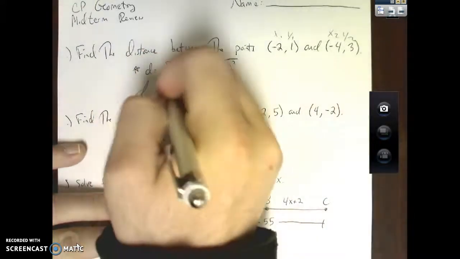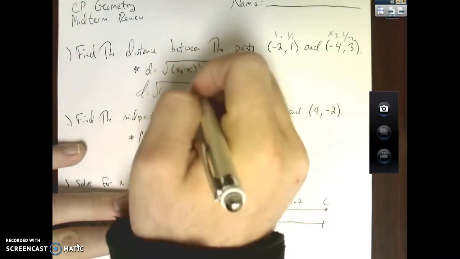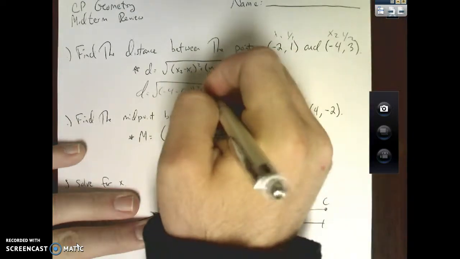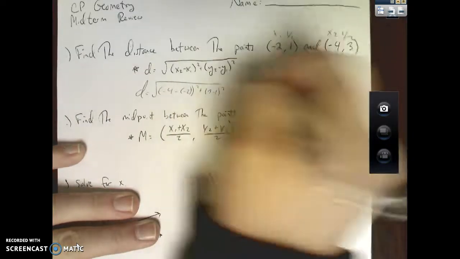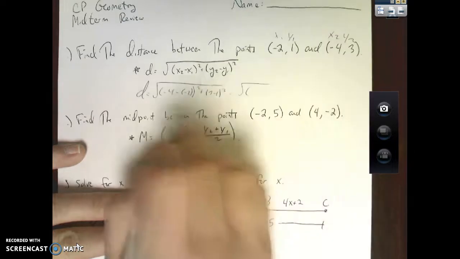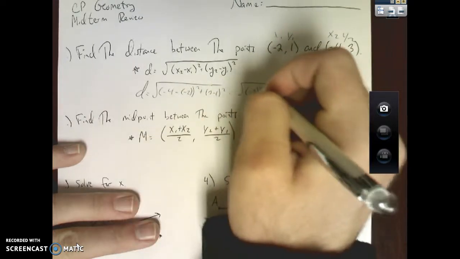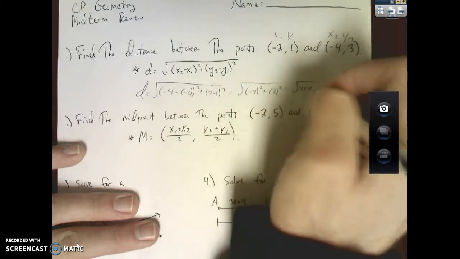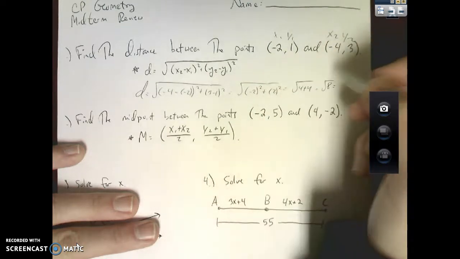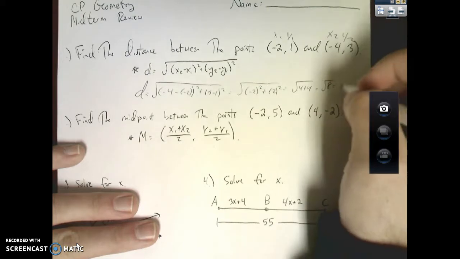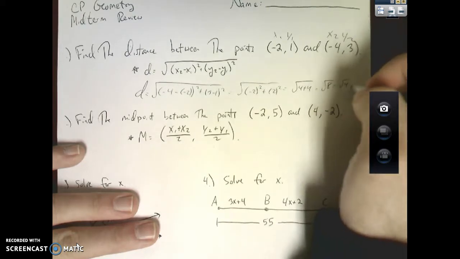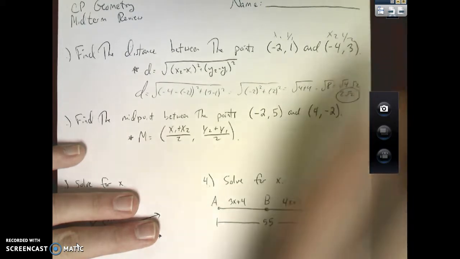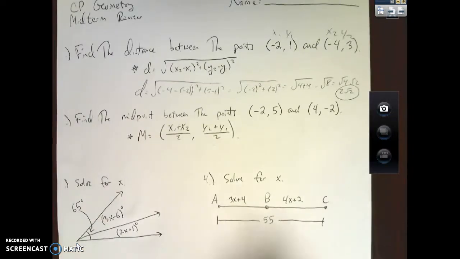Let's see here, -4 minus -2, squared, plus 3 minus 1, squared. That becomes plus 2, so we get (-2) squared plus 2 squared. 4 plus 4, square root of 8, which we can break down to √4 times √2, which gives 2√2. If it's a multiple choice test, you can throw in your calculator like we talked about for the algebra standards part.